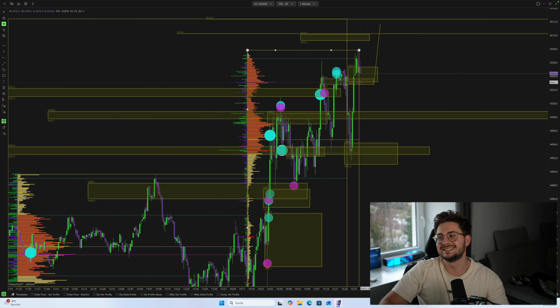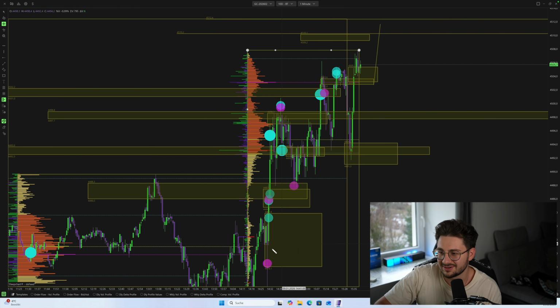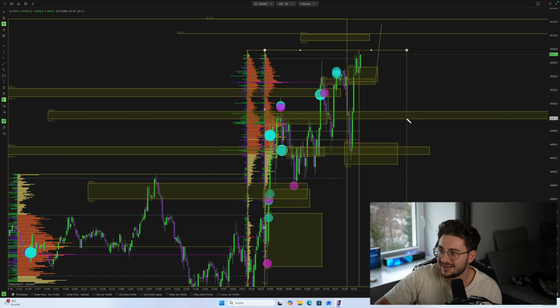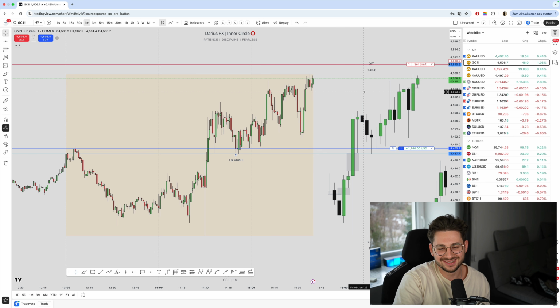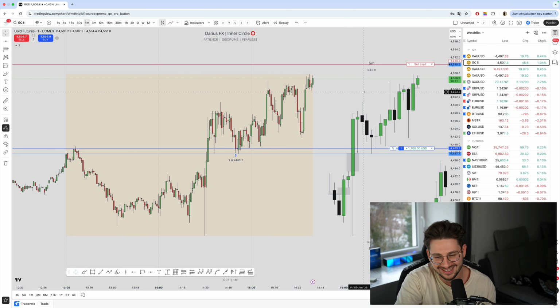The problem is there is liquidity. There's a bunch of liquidity right now here, and they just try again. Sellers try their best. They really try. But look at this. They will lose. Spoiler: sellers will lose. Buyers will win.